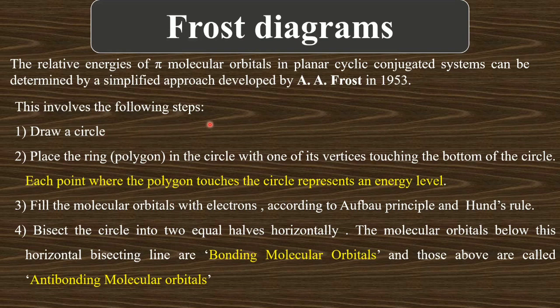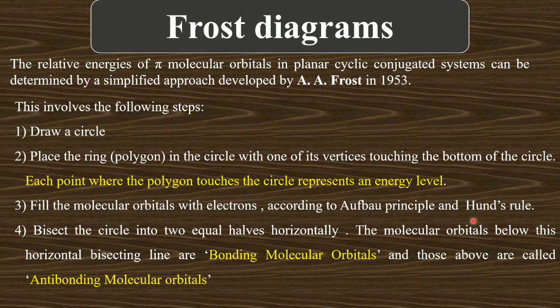According to his procedure, we have to draw a circle first. Draw a circle, place your cyclic system, the polygon, within the circle in such a way that one of its vertices is touching exactly the bottom of the circle and all other atoms of the ring are touching the circle. Fill these molecular orbitals with the electrons according to Aufbau principle and Hund's rule.